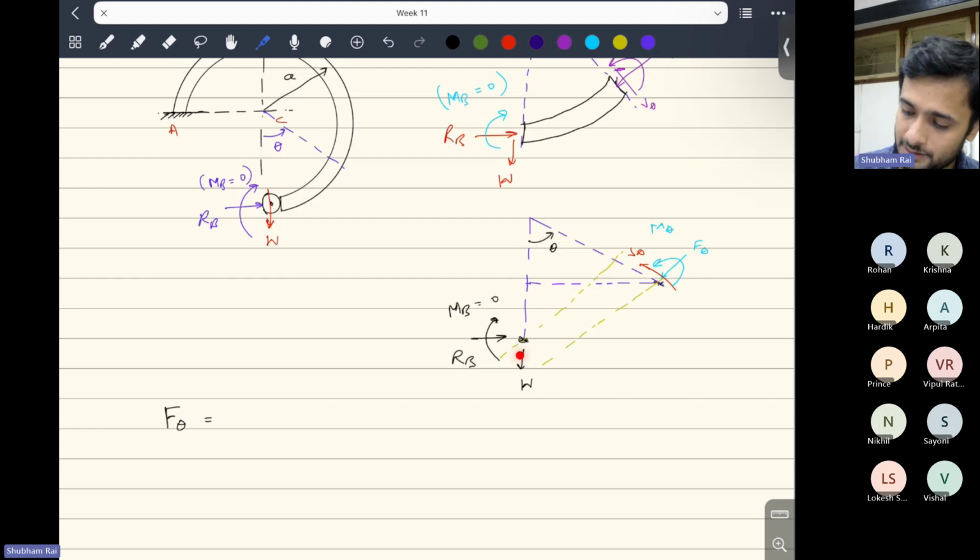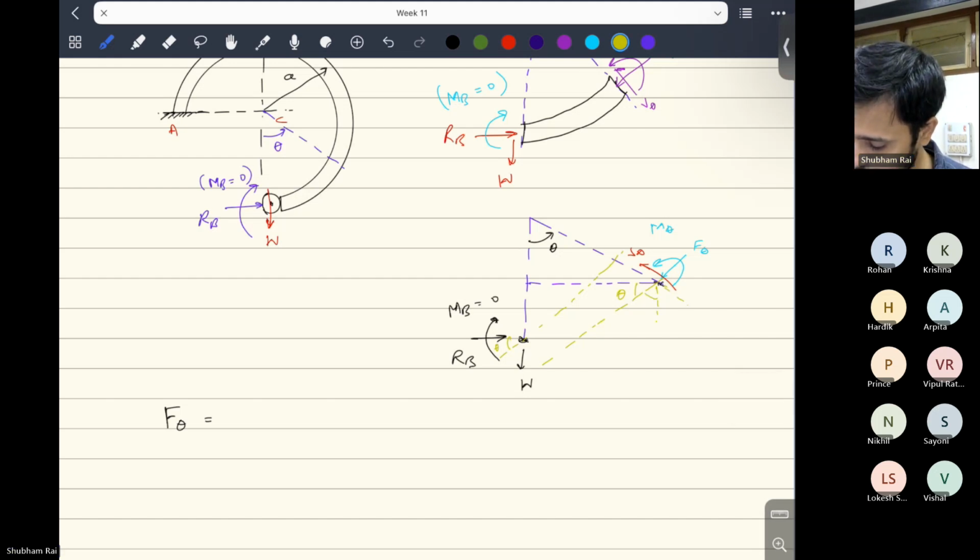So we can say that this angle with the horizontal will be theta. So we have theta here. If we have theta here with horizontal, this angle will also be theta, because these will be corresponding angles. If this is theta, then this angle is 90 minus theta, and this angle again will be theta. Right?